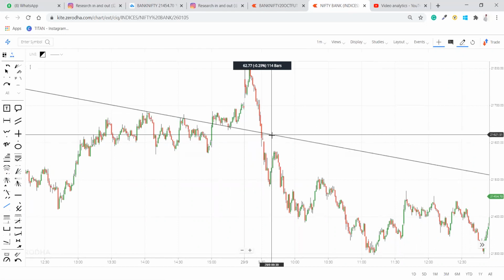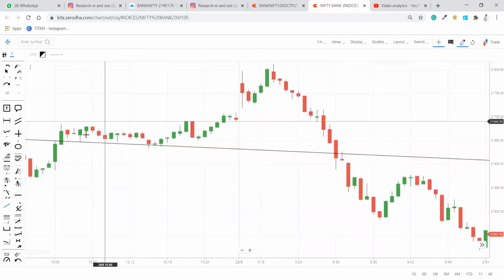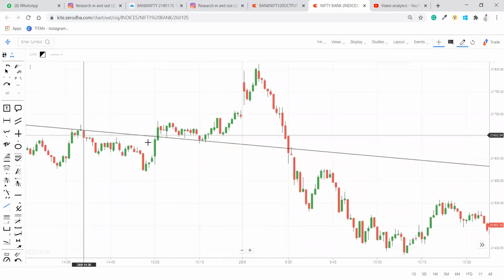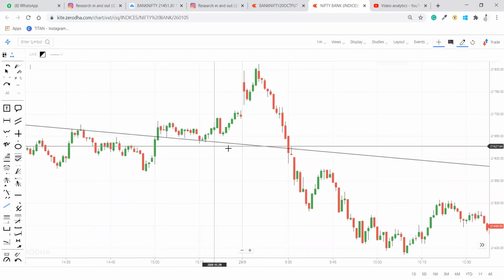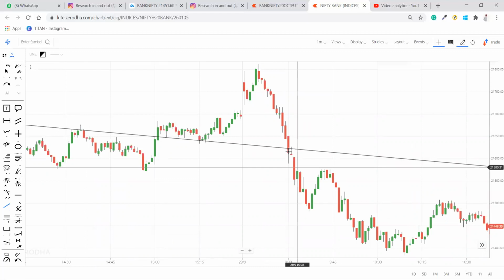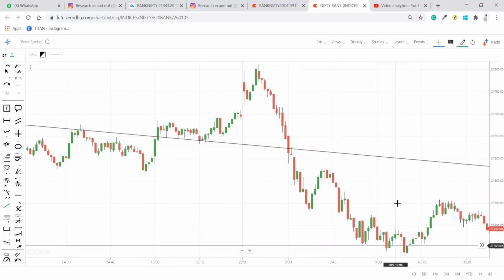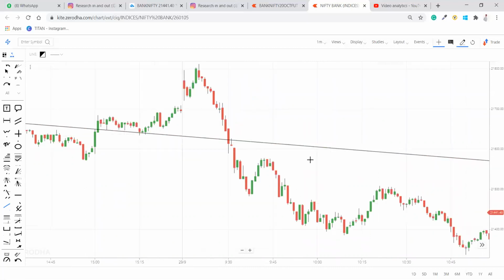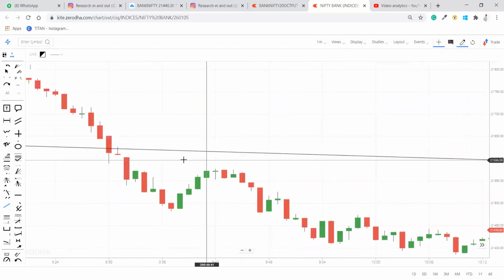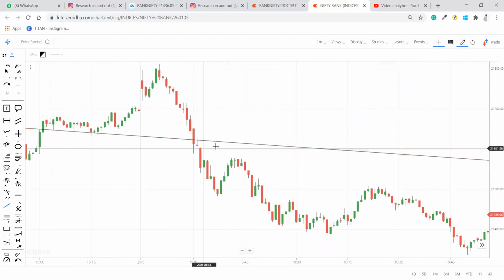Let me take. Yeah. See here, 1, 2, 3. 3 dots I had touched. Now, when it had given a breakout at 9:30, from there 21,600, it fell almost, made a low of 200 points. Correct. And this is a 1 minute time frame. So you just need 20 to 30 points. That's it.